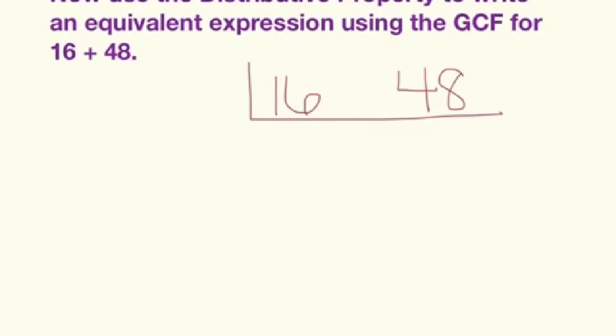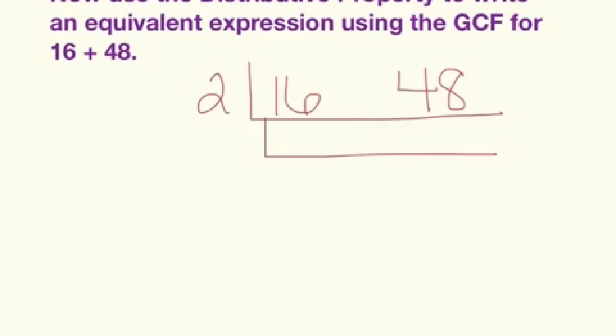Now use the distributive property to write an equivalent expression using the GCF for 16 plus 48. So we're going to do the same thing that we did before. Let's find the GCF for 16 and 48. In order to find the GCF for 16 and 48, let's divide by a common factor. These are both even numbers again, so I'm going to start with 2.